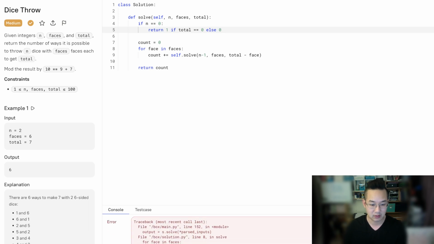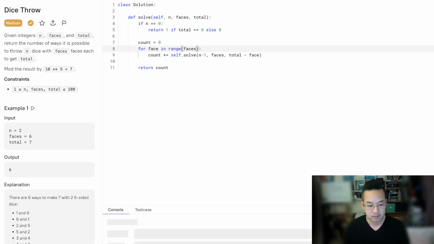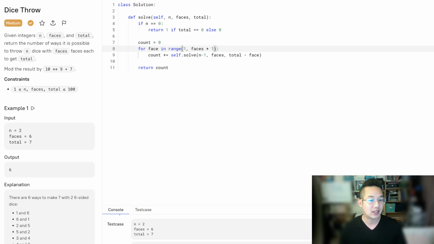Okay, for face in range faces. The total answer is 4. Right, I think there's a reason for that, and the reason is, yeah, we should start at 1, and we need to do +1 here. Run. Okay, so with that, we have solved dice throws in a very naive solution.